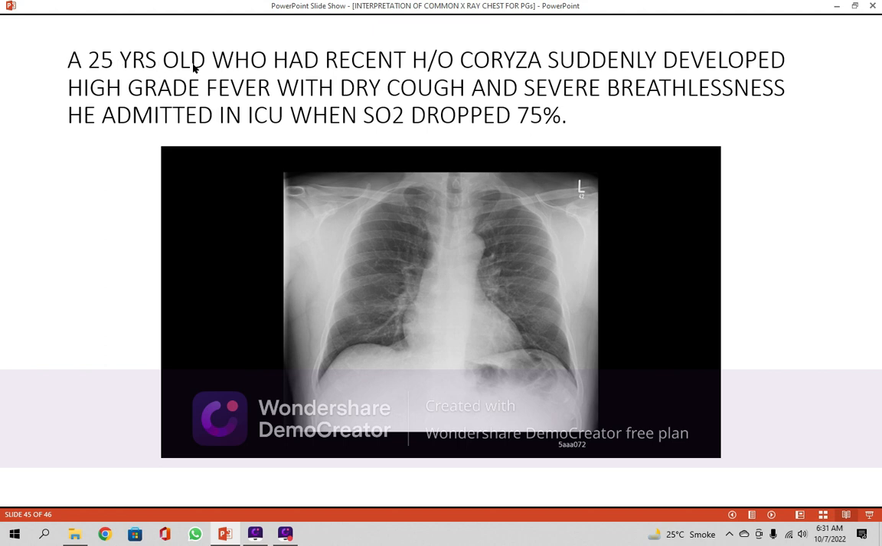A 25-year-old who had a recent history of coryza suddenly developed high-grade fever with a dry cough and severe breathlessness. He was admitted to the ICU when saturation dropped to 75%. A very common scenario.